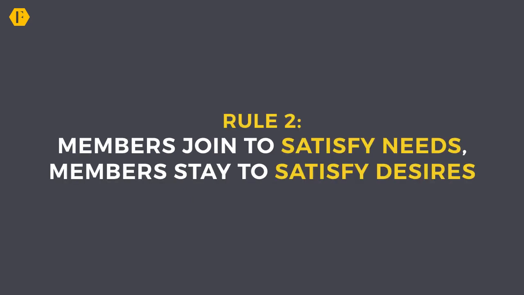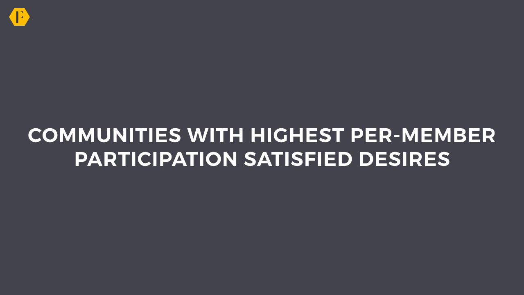The second rule to talk about is that members usually join to satisfy a need, but they stay to satisfy their desires. When you look at members who have gone beyond one or two posts, they're not just satisfying their needs anymore. They're beginning to satisfy their desires. The communities with the highest levels of per member participation that we looked at were those that did the best job at satisfying desires.